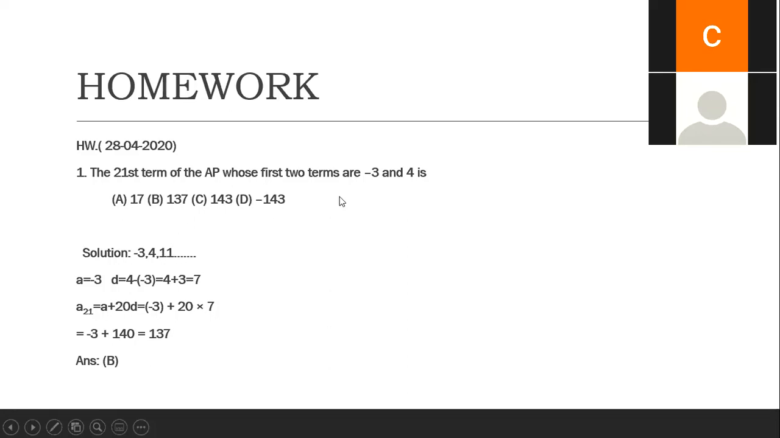Am I clear, children? First term they gave -3. Second term is 4. What's the A? A is -3. D value is 4 minus of -3, it is +3. It is 7. D value 7. We got A value and D value. Asking us to find out the 21st term.